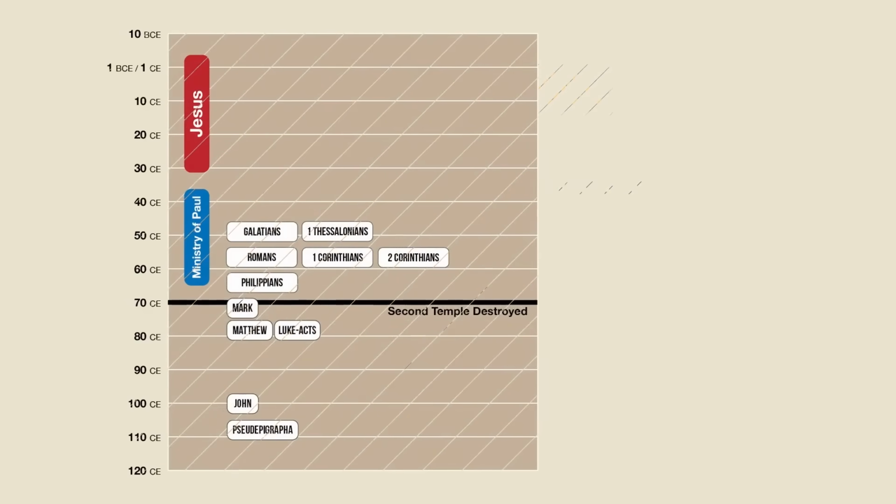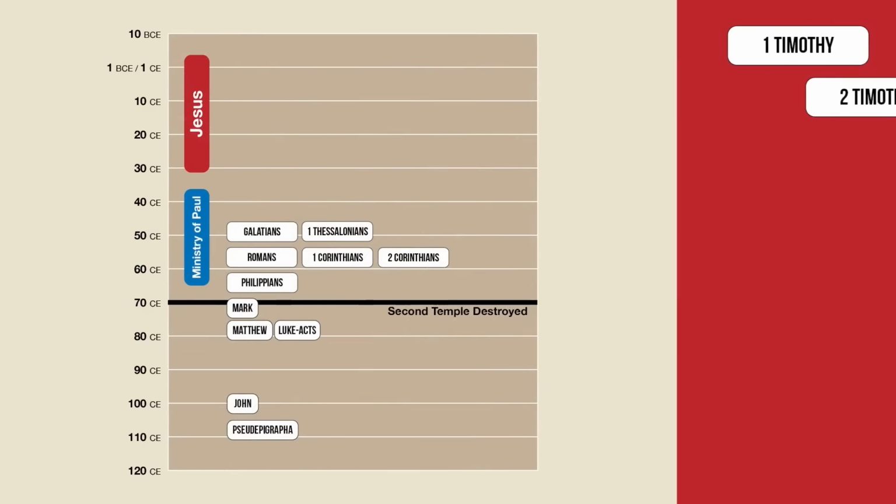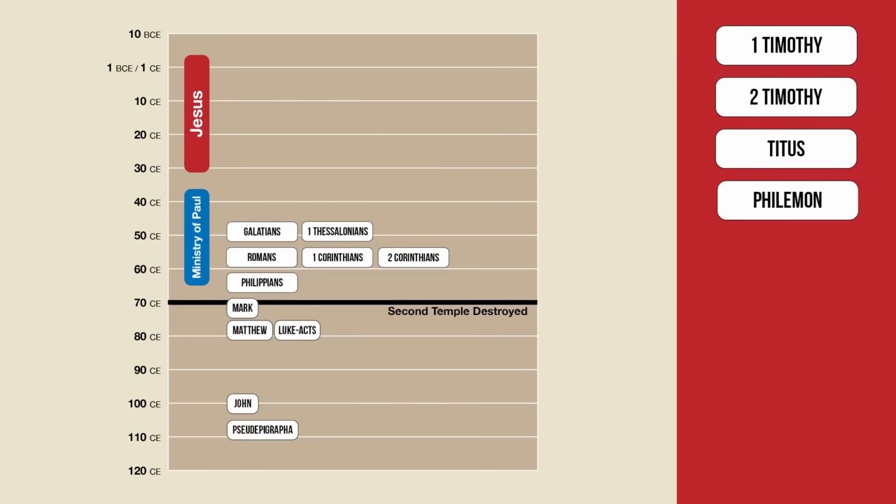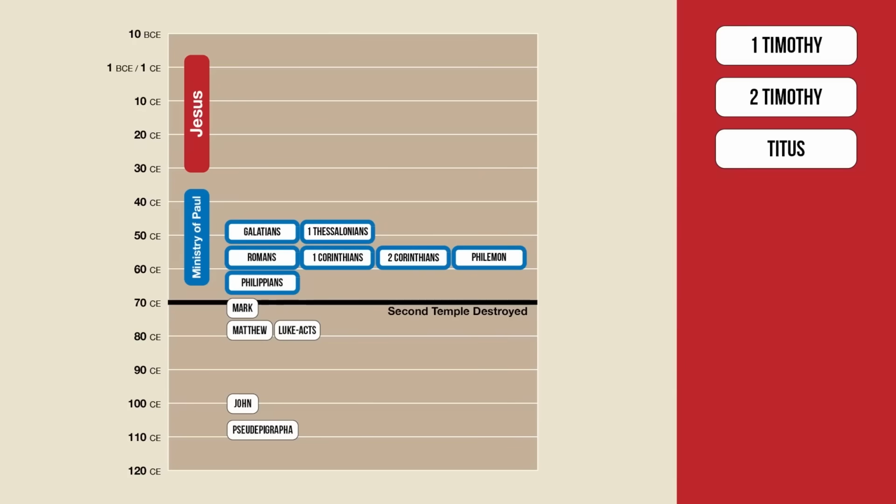Let's now move on to the 4 letters that Paul is said to have written to individual people. These are called the pastoral epistles, and when it comes to the pastoral epistles, only one is universally recognized as being genuine. That one is Philemon. Again, this mostly boils down to style. Philemon very much matches the style of the 6 letters we've already labeled as genuine. So that brings us to a total of 7 genuine Pauline epistles.